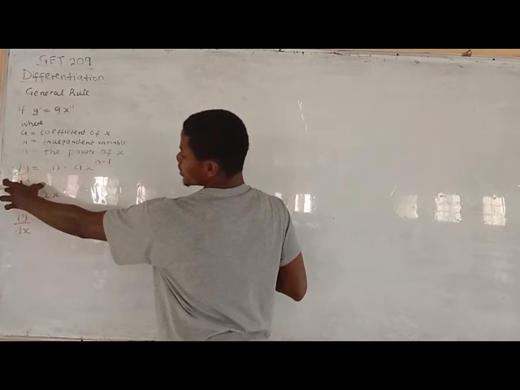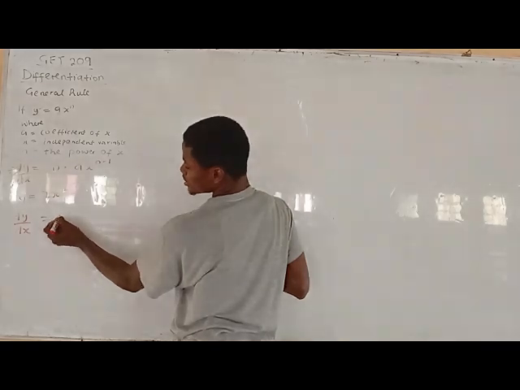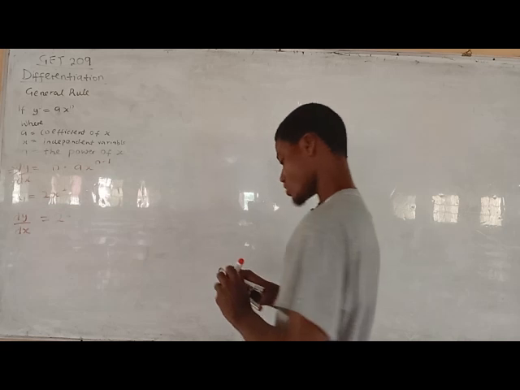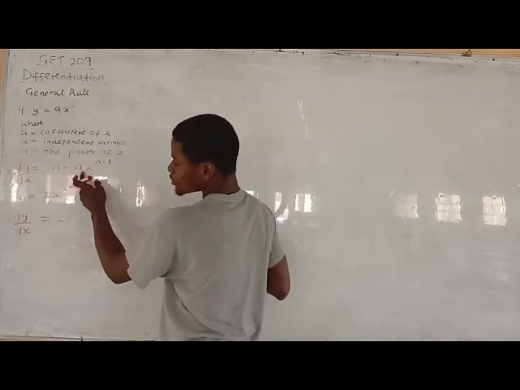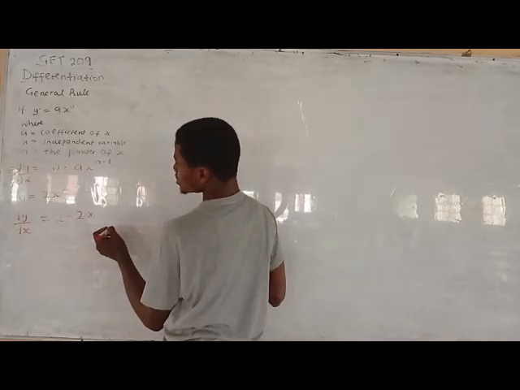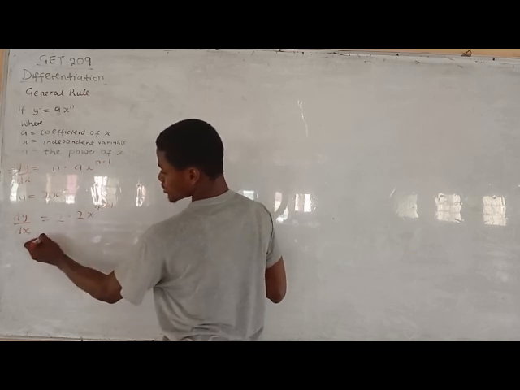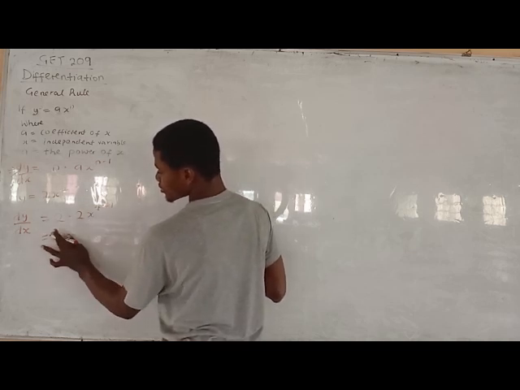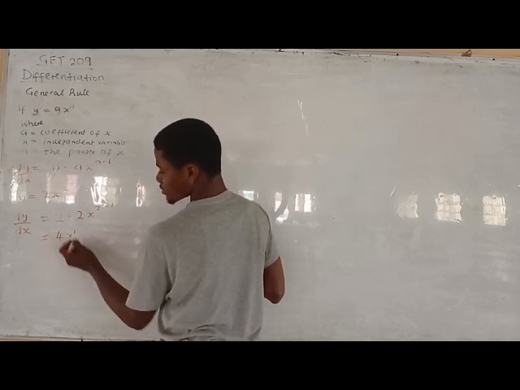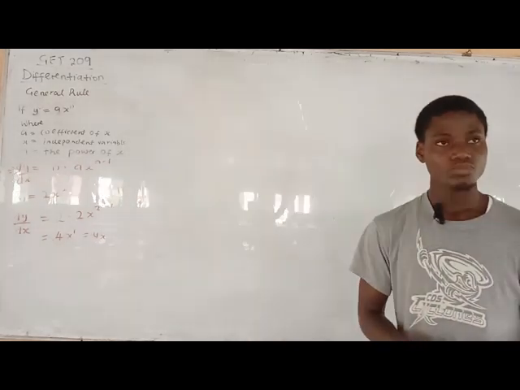So now, for you to find dy over dx, remember you have to take your n down. So your n here is 2. So this 2 times, your a is what? 2. 2x raised to power what? 2 minus what? 1. So this equals to what? 2 times 2 is what? 4x. 2 minus 1 is what? So that's 4x. X raised to power 1 is x. That's 4x. That's just a simple thing there.